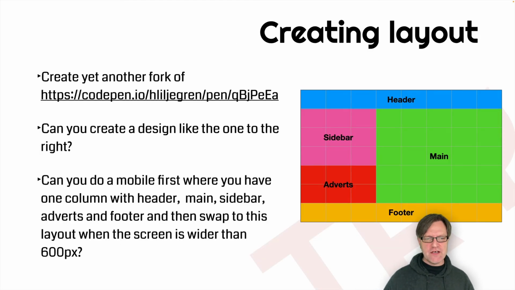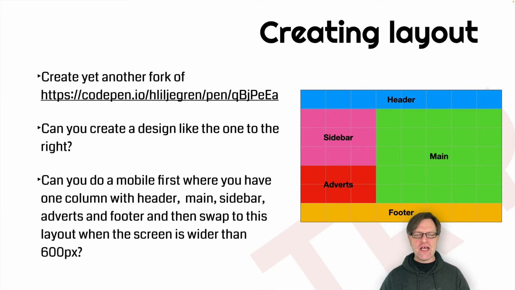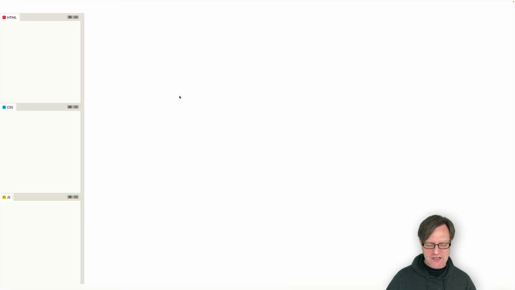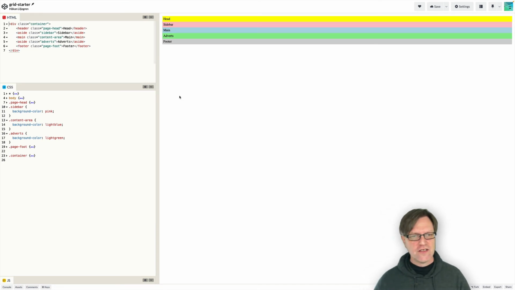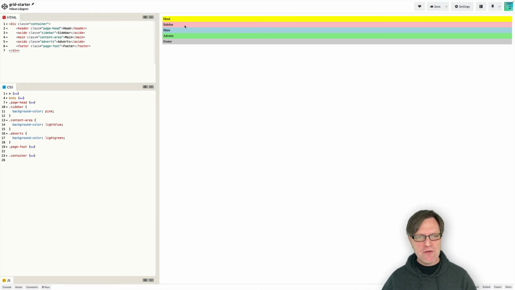So let's try this one. Let's go to this CodePen and then try to recreate the design like this. And then we could say, can we do a mobile first? We have one column with a header, main, and sidebar. So let's go here and see if we can do that. We kind of have something here that maybe we would like to have main, sidebar, adverts, and footer. So let's see what we have here.